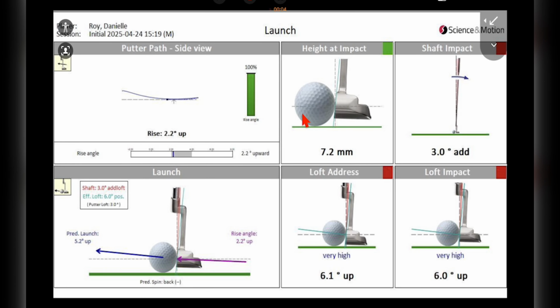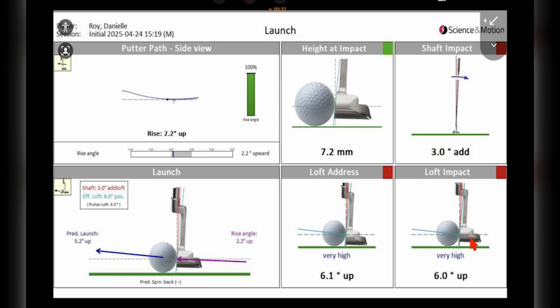So as we look into some of the data here provided by SAM PuttLab, we see a putter loft which is entered at 3 degrees, an effective loft of 6 degrees, so essentially adding 3 degrees of loft. But what's also interesting here is the lofted address was already set at 6 degrees. So we know that that's a setup issue because there's actually no change here at impact.